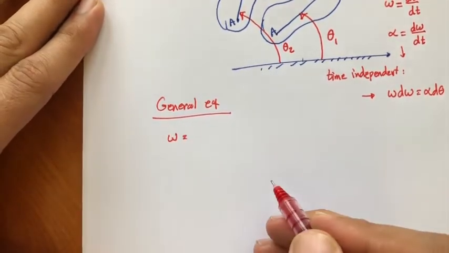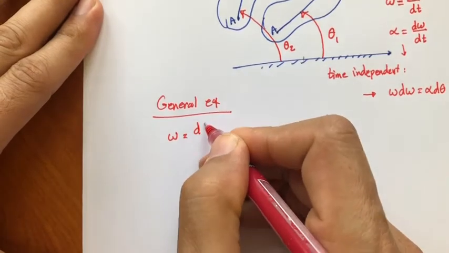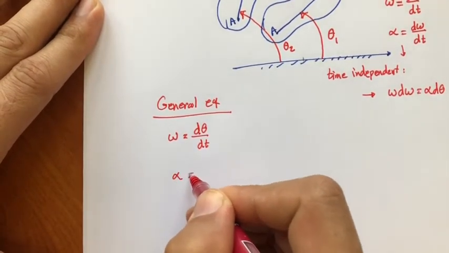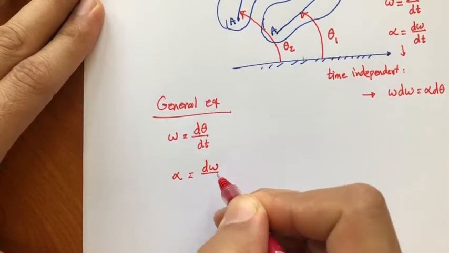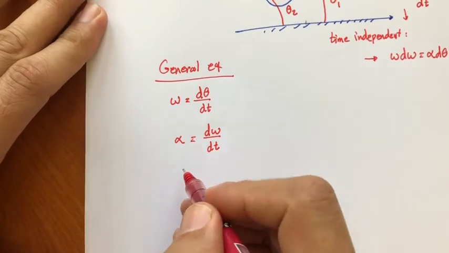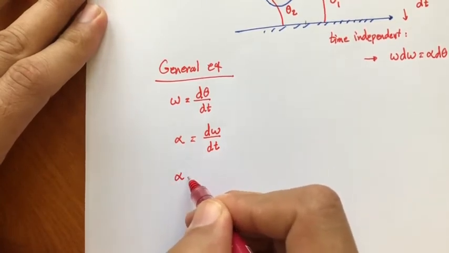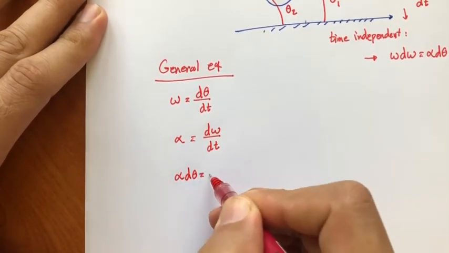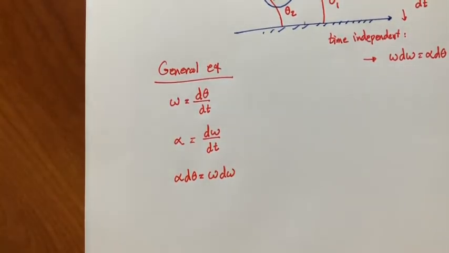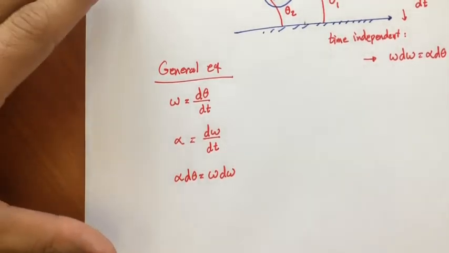Omega, angular velocity, is equal to d theta dt. Alpha is equal to d omega dt. And also the time independent equation is going to be alpha d theta is equal to omega d omega. These three equations are general and they are always true for a movement in a plane, for a rigid body.